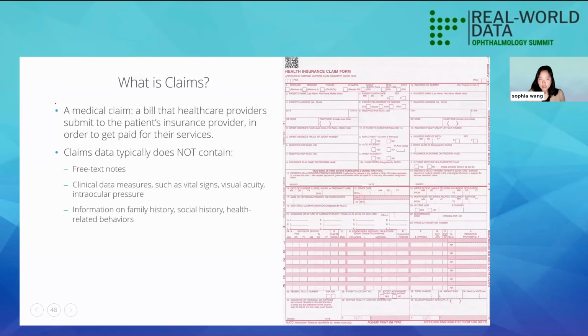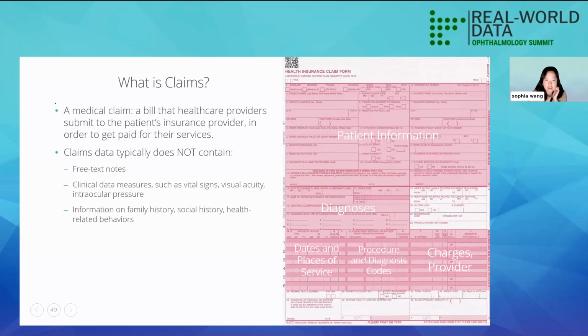Okay, in order to understand claims databases and what's in them, you do have to understand what is a claim, right? A claim is a medical bill that healthcare providers submit to the patient's insurance provider in order to get paid for their services. So claims data typically does not contain free text clinical notes, clinical data measures such as vital signs, visual acuity, intraocular pressure, and generally not any information on things like family history, social history, health-related behaviors, unless the claims database has tried to collect some of that separately.